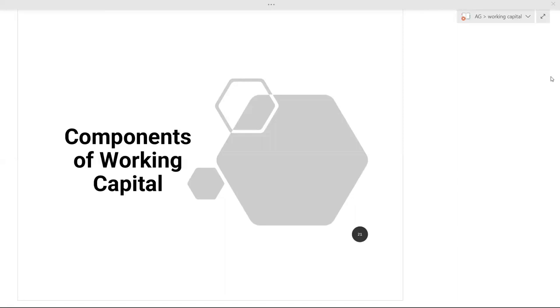Now in this section, we are going to discuss the components of working capital. We learned that there are different components of working capital, like accounts receivable, right? Accounts payable, inventory. So we need to discuss these components separately in the next few slides.